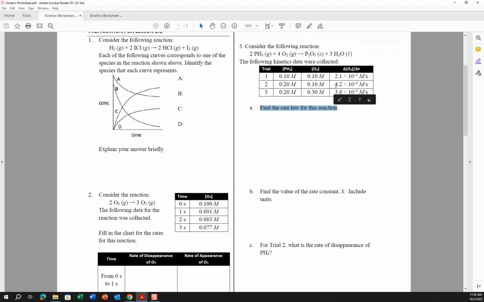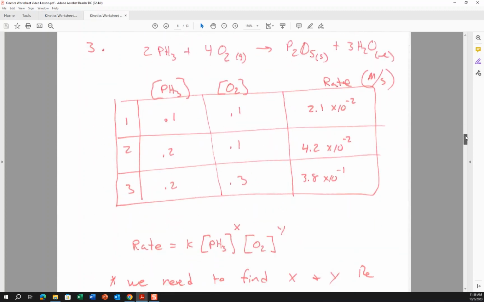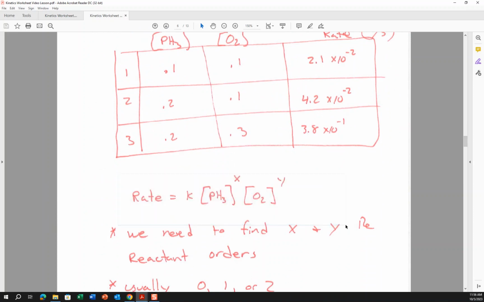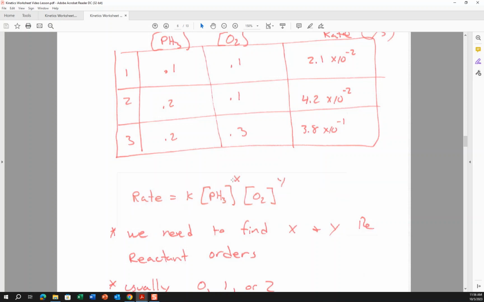So we're going to have to understand what it means to find a rate law. This is what we're looking for: rate equals k, lowercase k, that's the rate constant, times the concentration of each reactant raised to what we call their reactant orders. So to find the rate equation, all we have to do is figure out what X and Y are here.